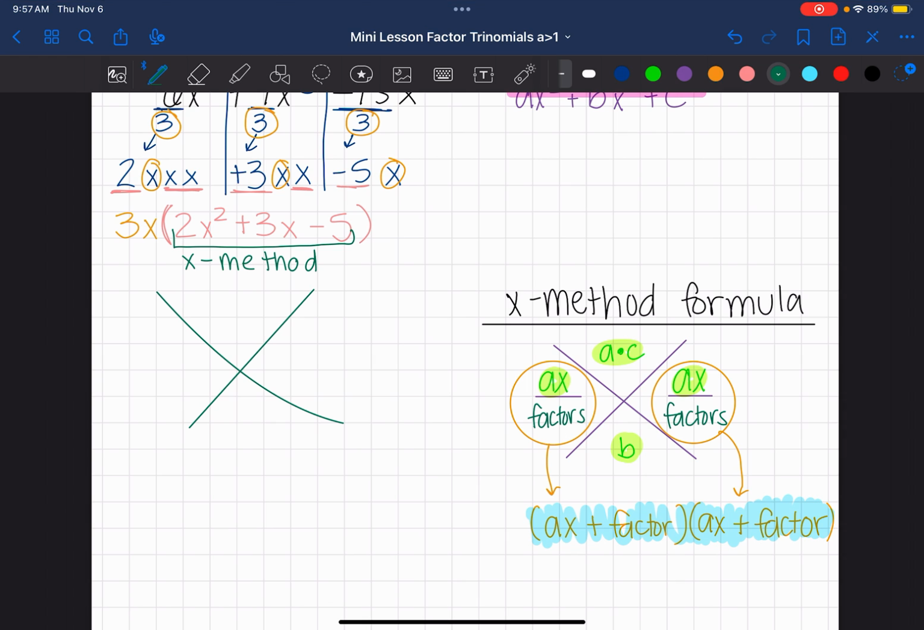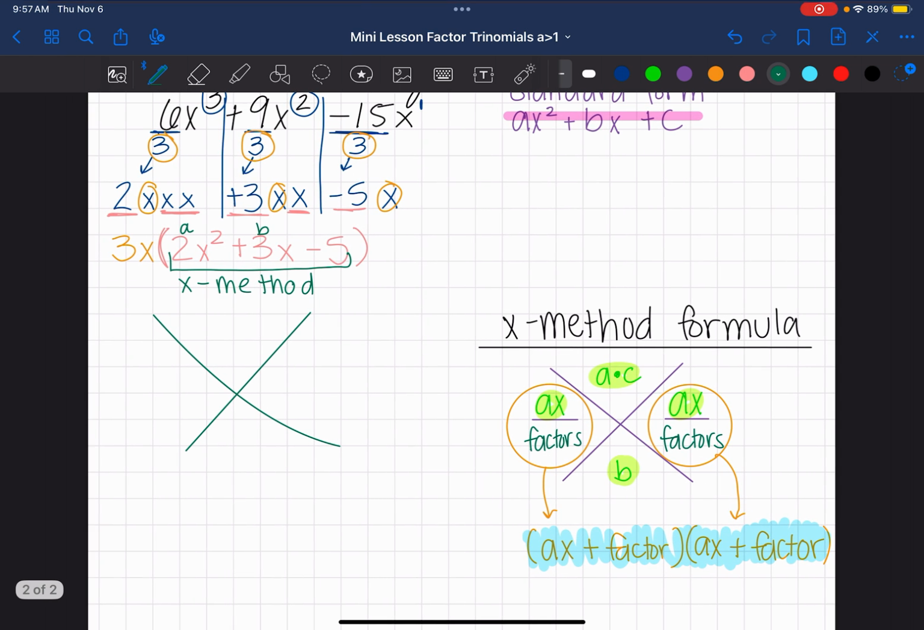And then on the top of our X is going to be that A times C. Oh, we should probably label this. So our A will be the 2 because that is with our X squared. Our B is going to be the 3 because it's with the X. And our C is negative 5, which again, you can reference up here how we found the A, B, and C.